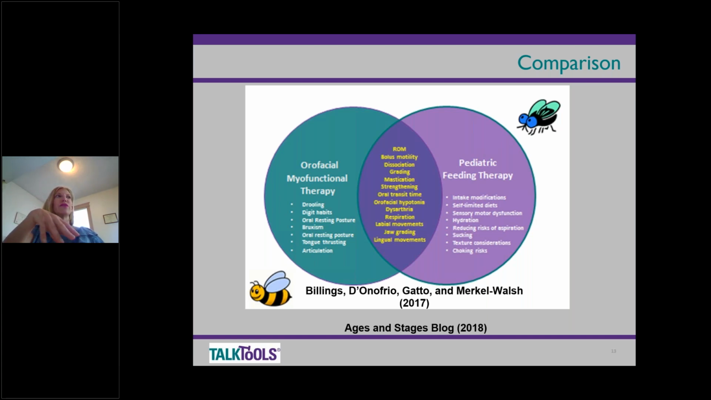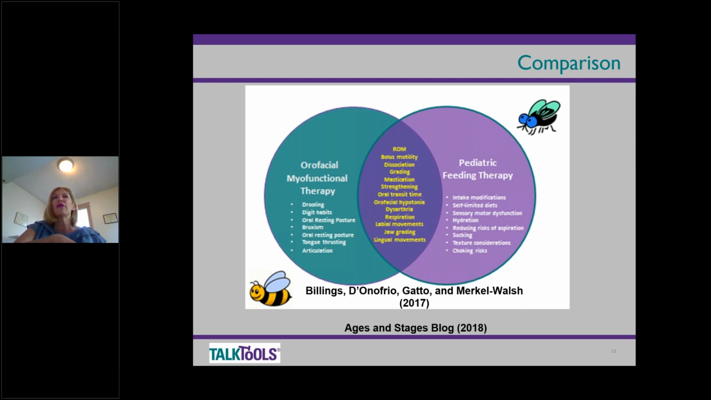And I came up with this infographic in a course that I gave through Talk Tools called Oral OMDs versus Pediatric Feeding, What's the Buzz About? And that's what those little bugs are there, the bee and the fly. And then Diane Barr had me in 2018 take that course and write it as a narrative blog.